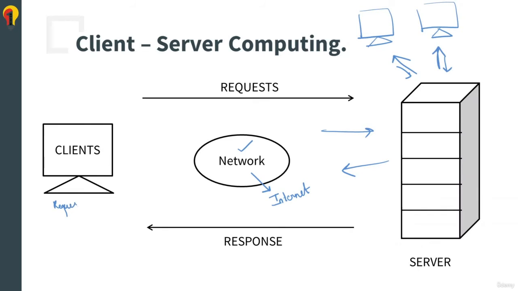There are four main categories of client-server computing: one-tier architecture, two-tier architecture, three-tier architecture, and N-tier architecture. You learn about it later. You need to remember that the client is always the requester and the server is the responder.